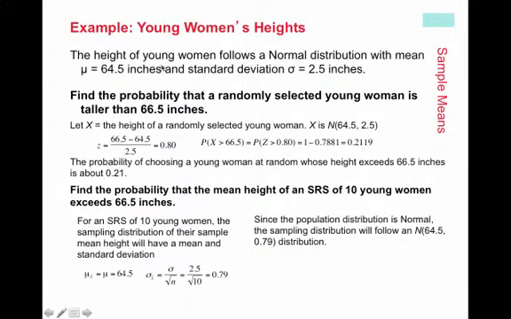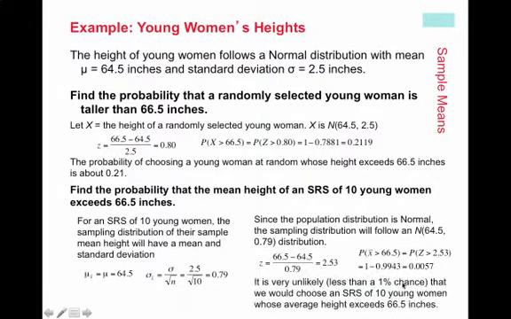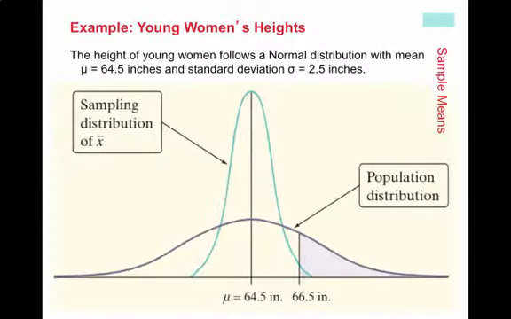So because our original population was normal, our sampling distribution will be normal, but note the change in the standard deviation. Again, z-score, table A, or graphing calculator, we get 0.0057. So it's very unlikely that we would choose a simple random sample of 10 women and have their average height exceed 66.5 inches. So visually, here's what just happened.